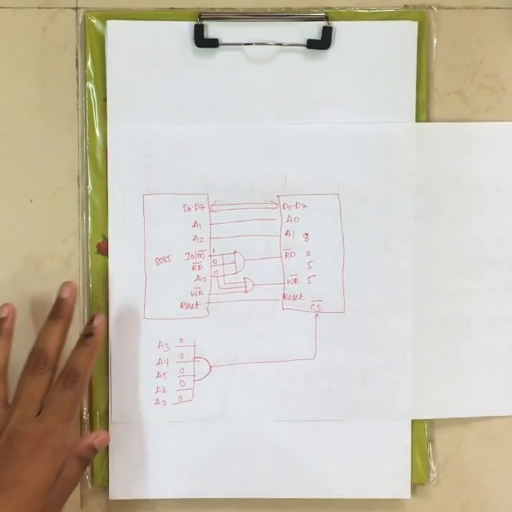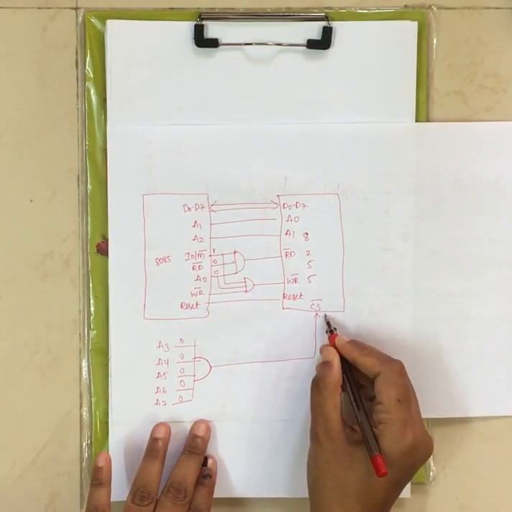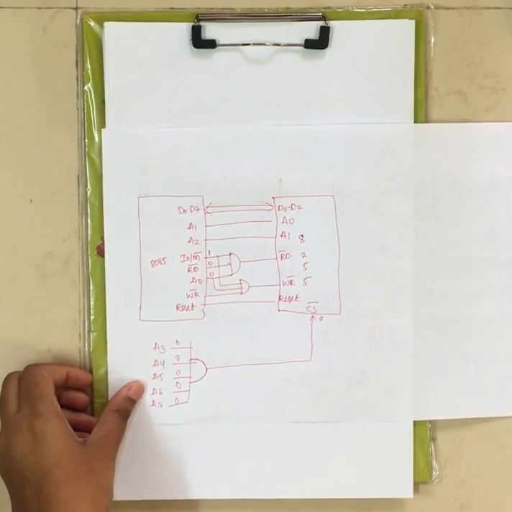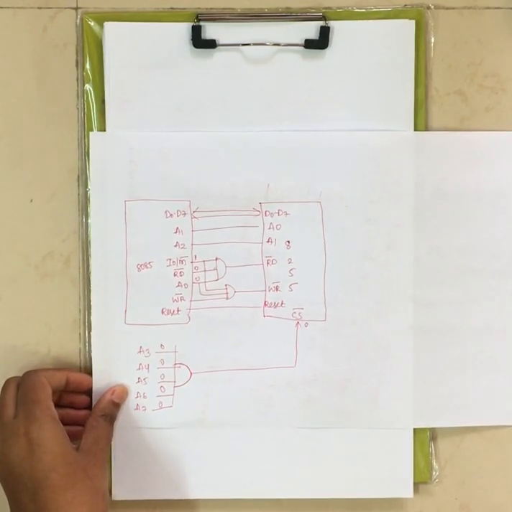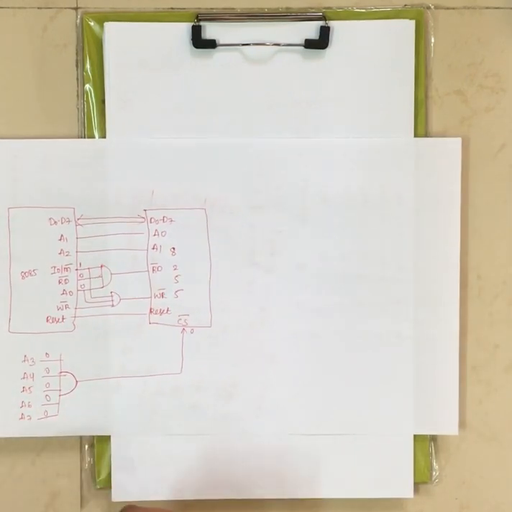Now this is connected to chip selection. You can use any logic such that the input to your chip selection should be 0, because it is an active low signal. Now this is the memory map under IO mapped IO, where we have interfaced 8255 with 8085.